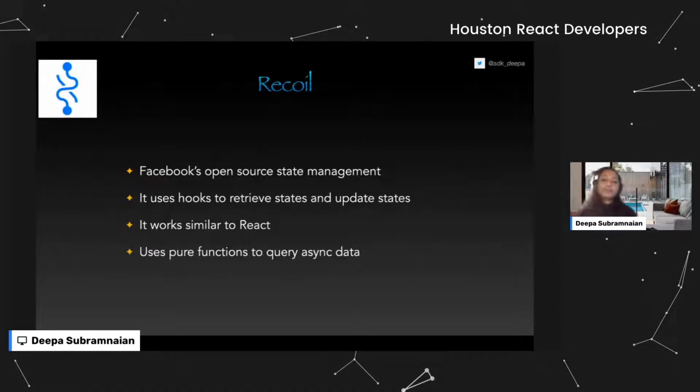Now, moving on to Recoil. Recoil is Facebook's open source state management tool. Under the hood, it uses hooks, and it retrieves the states and updates them. It works very similar to React, so you can call it Reactish. It uses pure functions to query data.